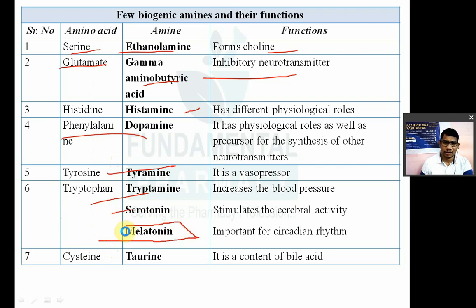Melatonin and melanin, there are two names. Melanin is a pigment present in the skin, responsible for the color of skin. Melanin is different; melatonin is a hormone, responsible for the circadian rhythm. Then cysteine, after decarboxylation, gives taurine, which is a content of bile.